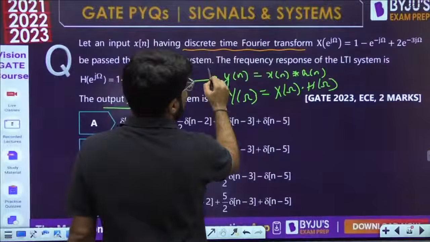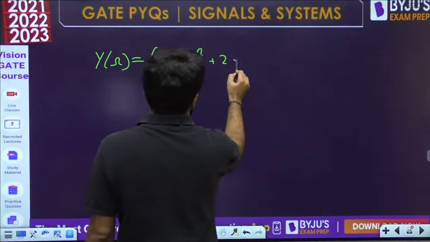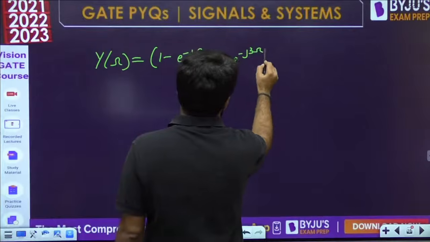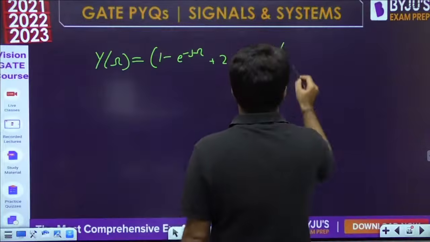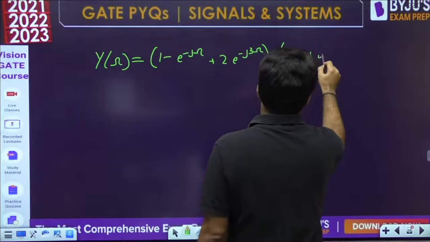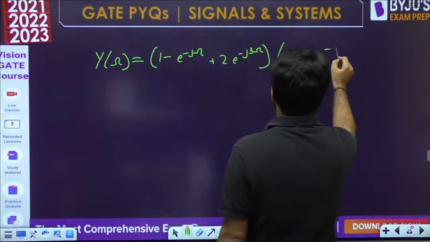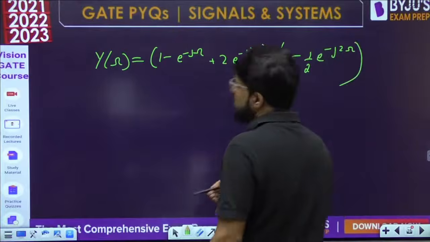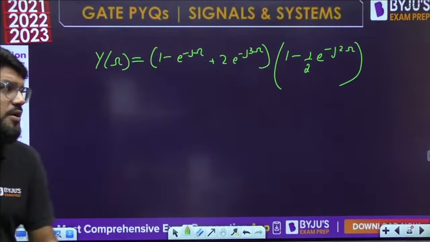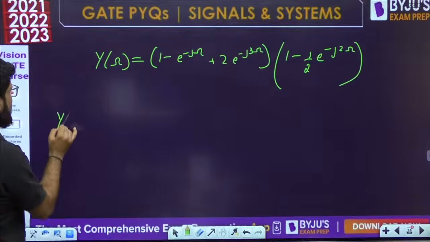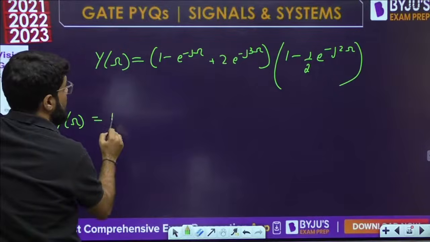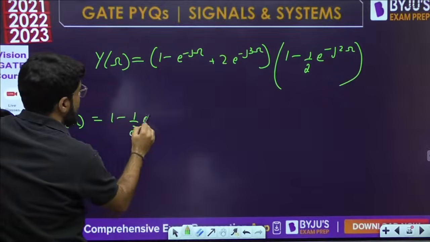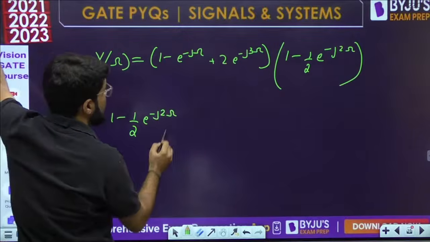Next, plus 2 e power minus j3 omega is multiplied by the H omega, and the H omega is given as 1 minus half e power minus j2 omega. So let me start multiplying it and rearrange the terms. What should be Y omega? First of all, we multiplied by 1, right? 1 minus half e power minus j2 omega.